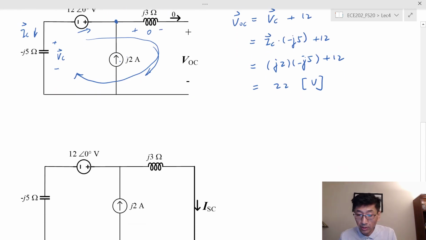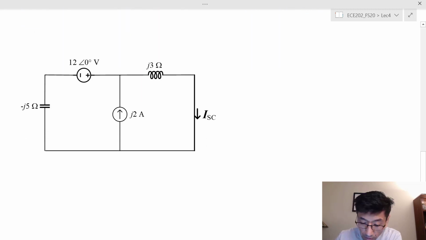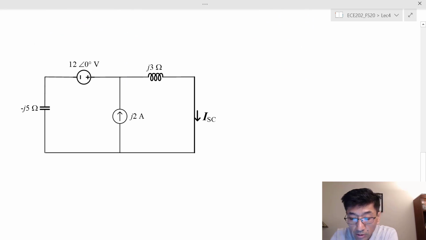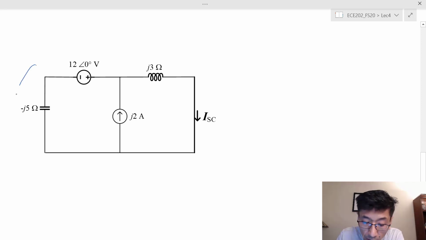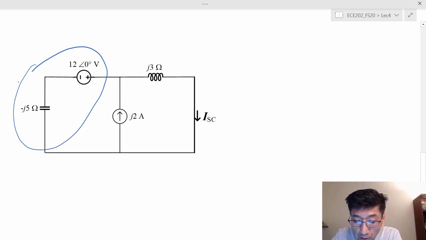And for the short circuit current, I shorted that pair of nodes, and now I try to find I sub SC. In this case, let's see if we have any quick way of finding this. You could use superposition, right? Or you could use source transformation, right? If you use a source transformation, I can first transform this one into the parallel source, and then do the source.